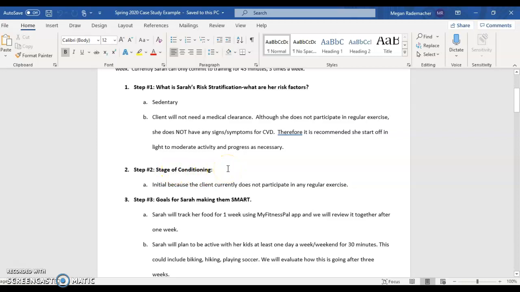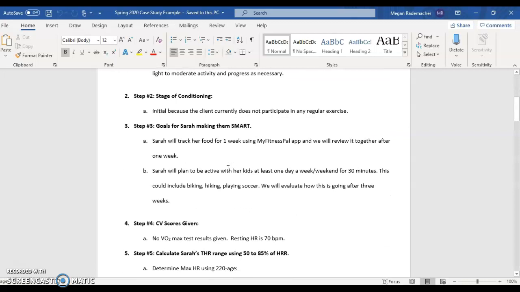So what stage of conditioning would you think Sarah would be in? We have 3 options: initial, improvement, or maintenance. Because our client is not currently doing any regular physical activity, she would be in that initial stage. Okay. Step number 3 is to create some goals for Sarah and make them SMART.